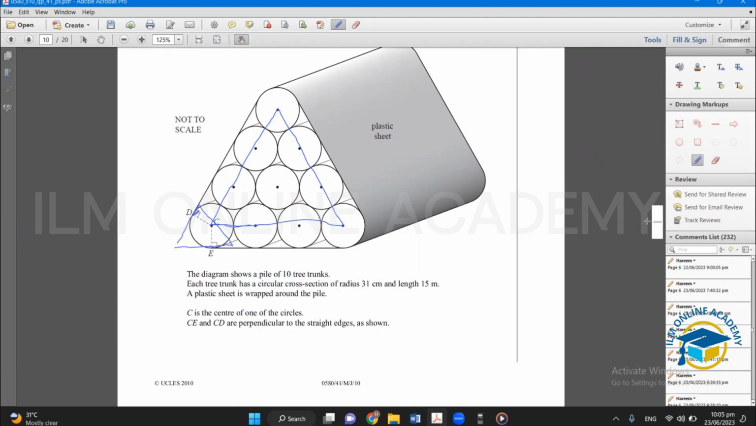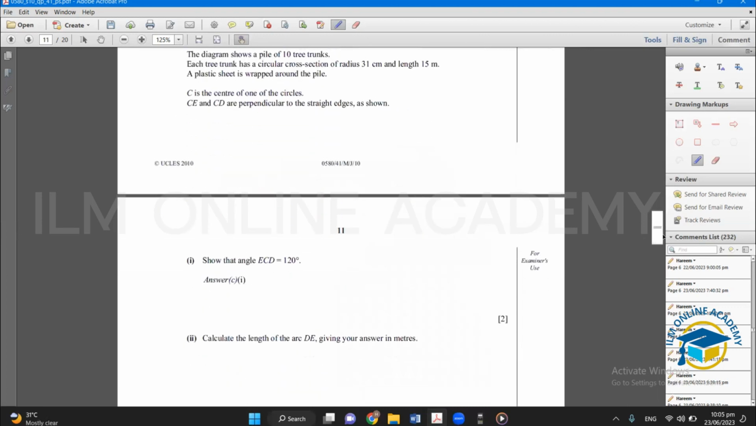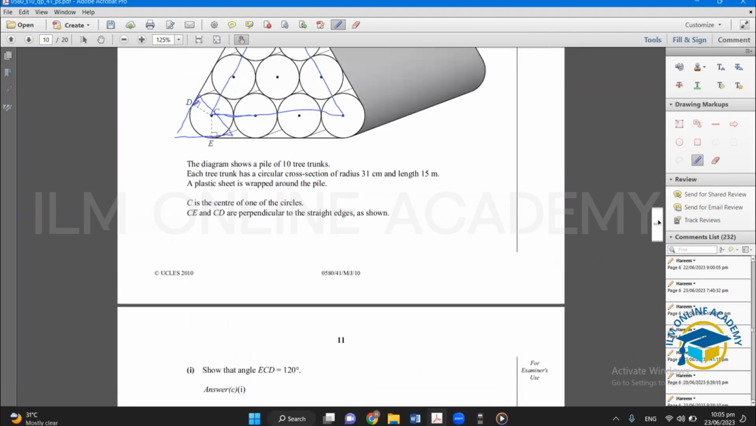The diagram is showing a pile of 10 tree trunks, and each tree trunk has a circular cross section of the same data, which is given in part A and part B. Then a plastic sheet is wrapped around the pile. They say that C is the center of one of the circles. CE and CD are perpendicular to the straight lines as the edges, as shown. Now they're asking us to show that the angle ECD equals 120 degrees.